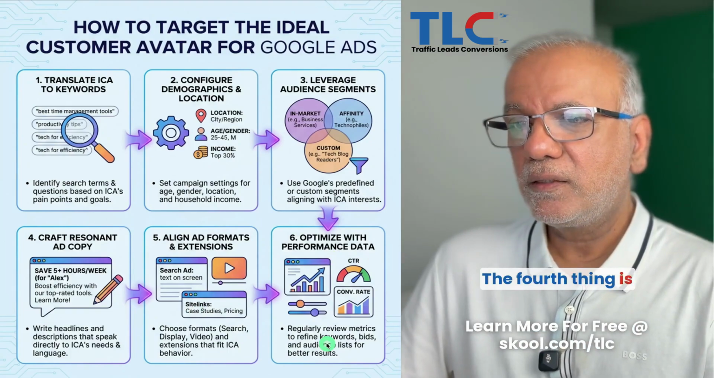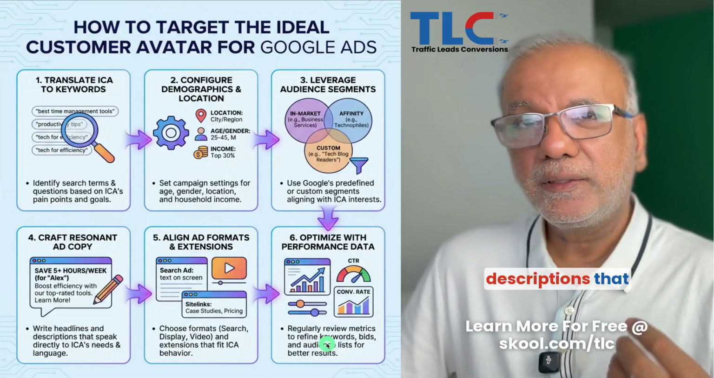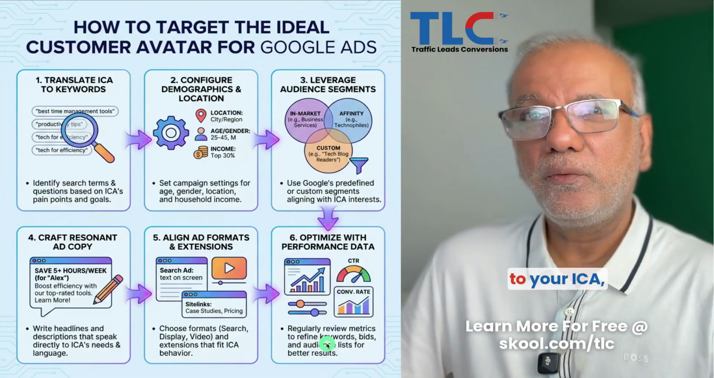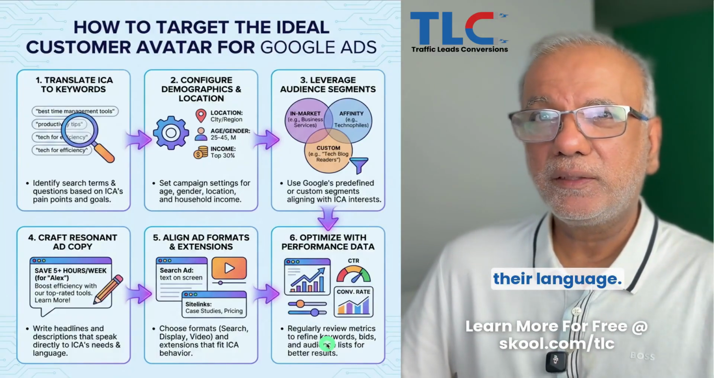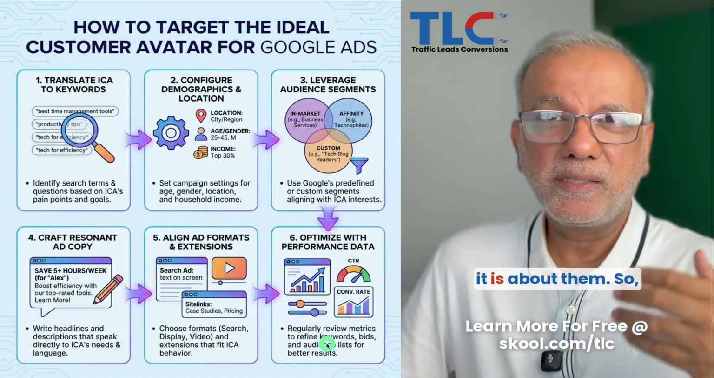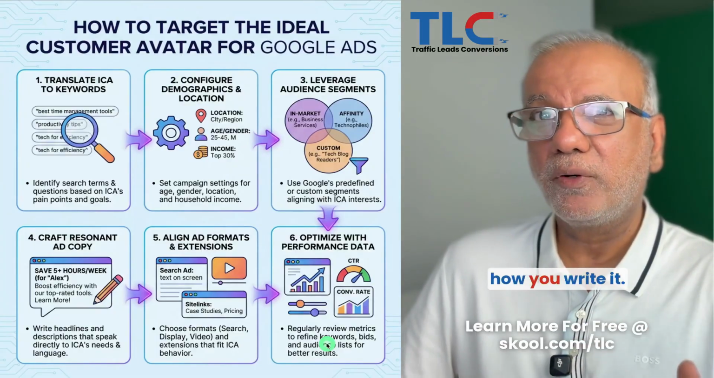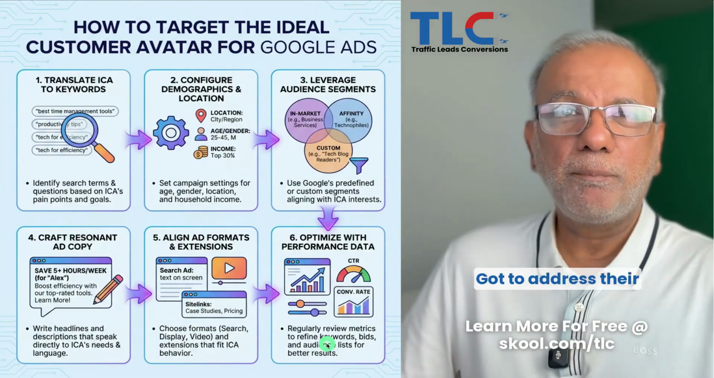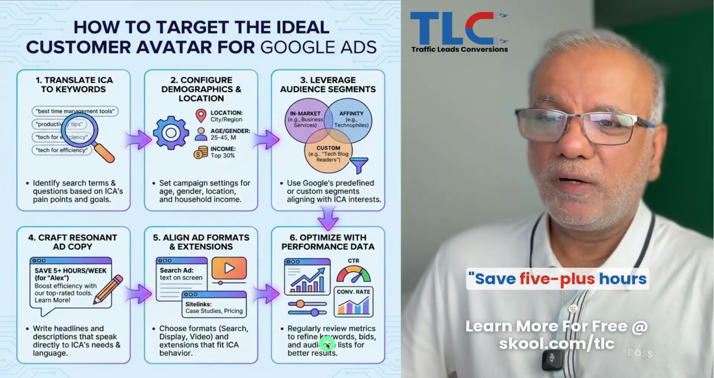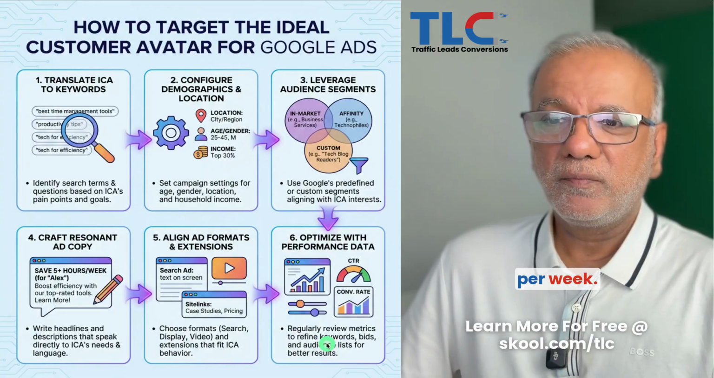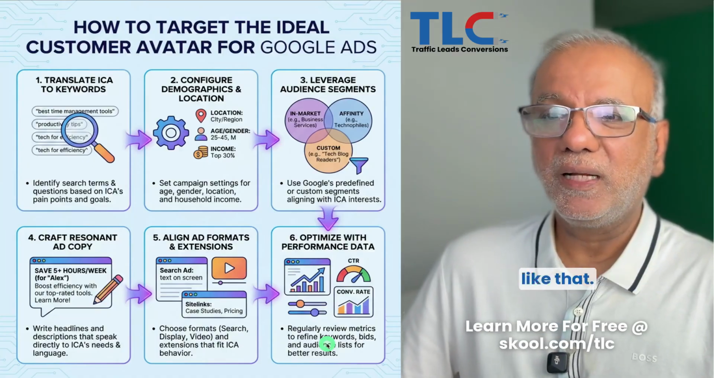The fourth thing is craft resonant ad copy. Write headlines and descriptions that speak directly to your ICA, and it needs to speak their language. It isn't about me, it is about them. So you've got to be very careful as to what you write and how you write it. Got to address their pain points, right? So it could be something like: save 5+ hours per week, boost efficiency with our top-rated tools, learn more, something like that.